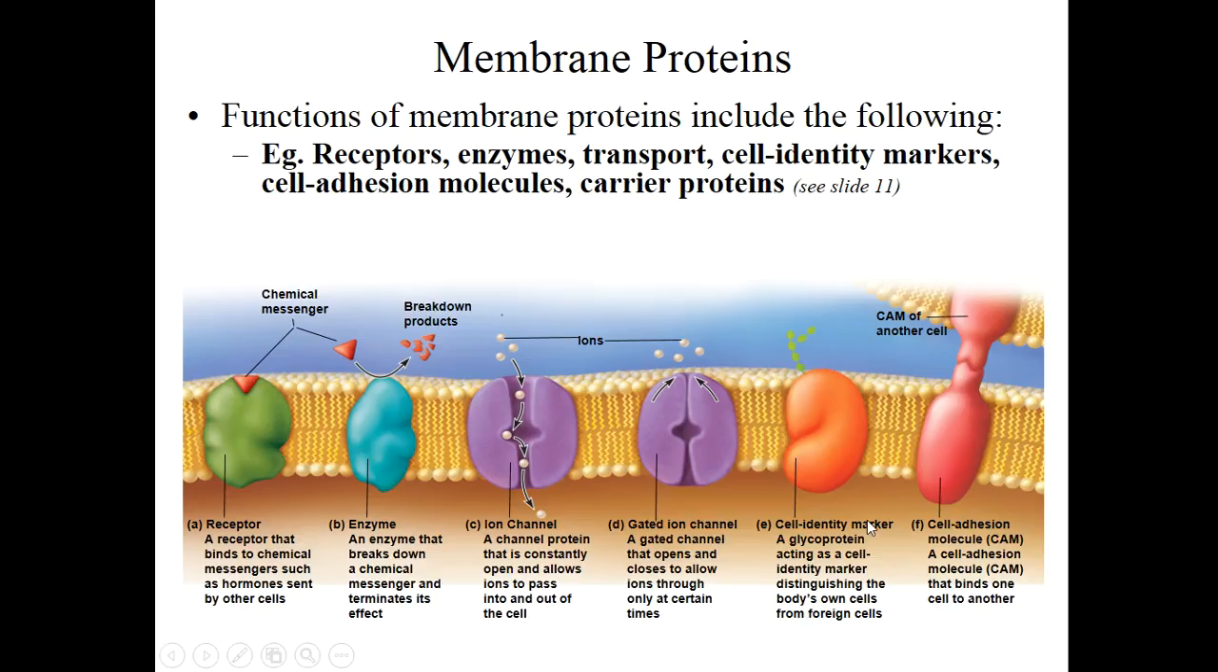Cell identity markers are also known as antigens. So these are used by the immune system and used by one cell when it bumps into its neighbor to know, hey, is that a good guy or am I bumping up against an infection? Germs have different cell identity markers, and so our immune system uses these ID tags to tell friend from foe and to tell good cells from bad.